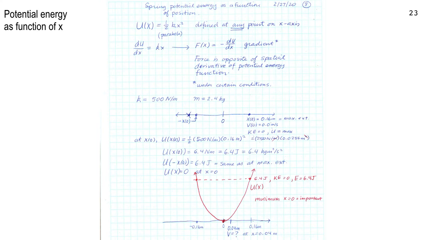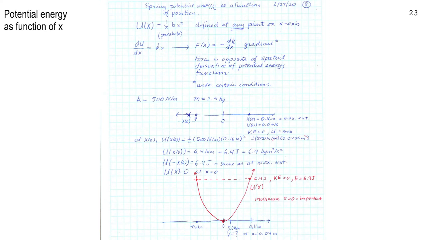Conservation of energy. But the interesting thing for the spring is that this function is defined at any point. So you can always figure out delta U from point A to point B, and therefore you can always figure out kinetic energy gained or lost from point A to point B.